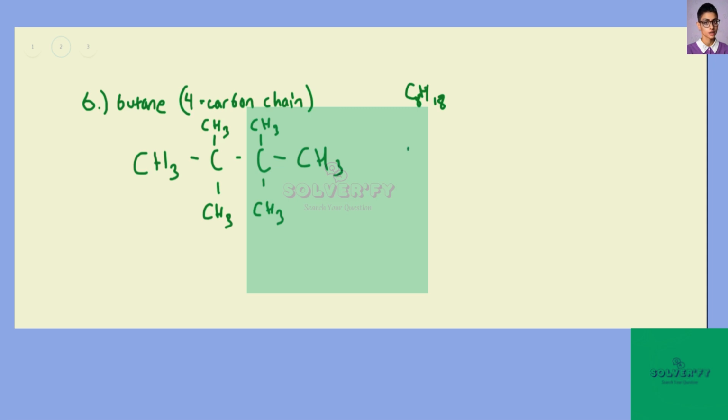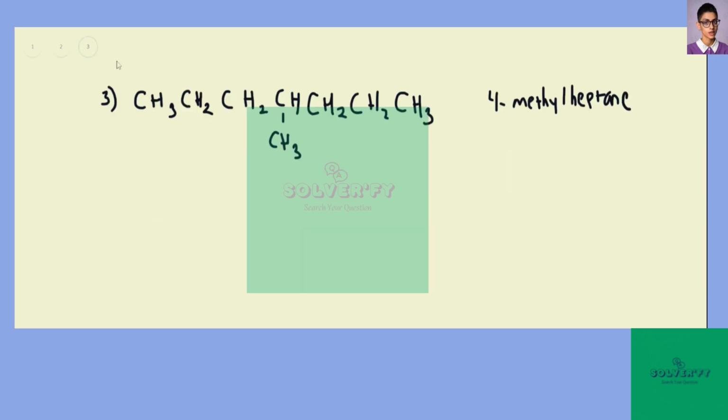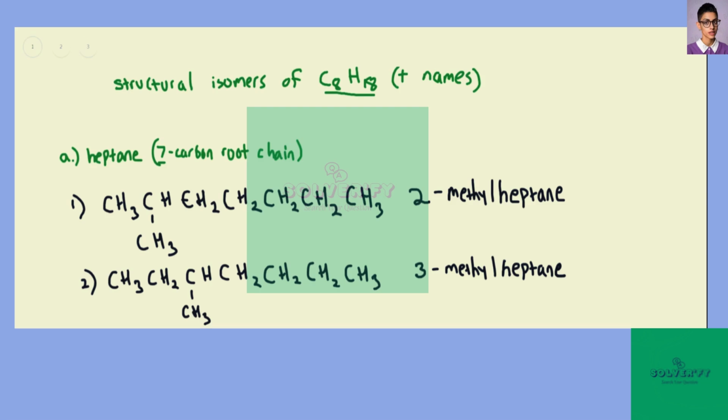And so to name this, I have a methyl in the second position, I have another one in the second, and then I have 2 in the third. And because I have 4 methyl groups, this is going to be tetramethyl, tetra meaning 4 methyl groups in each of these positions. And then I'm going to add my base name, which is butane. So there's the name, there's the isomer, and just to review, those are the 3 isomers for heptane.